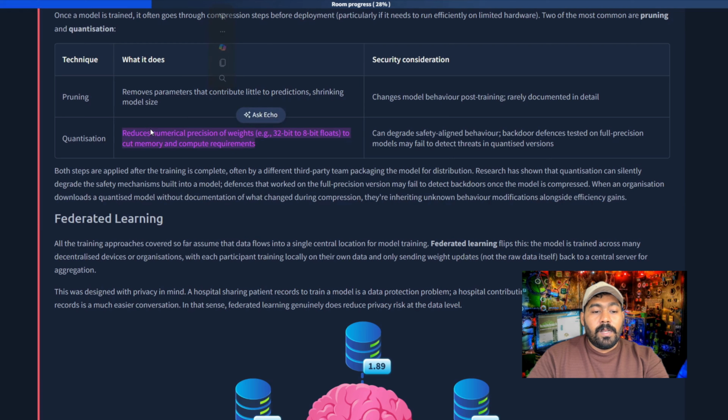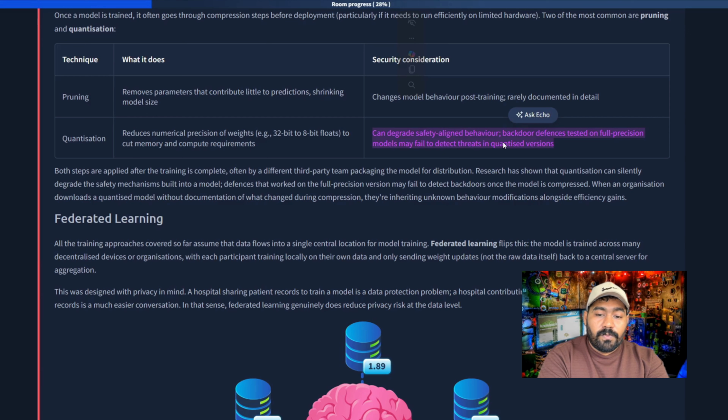Quantization reduces the numerical precision of weights, for example 32-bit floats to 8 bits, to cut memory and compute requirements. The security consideration is that it can degrade safely aligned behavior. Backdoor defenses tested on full precision models may fail to detect threats in quantized versions.